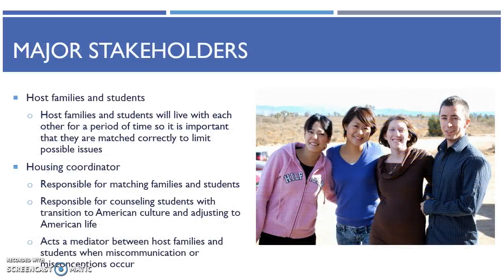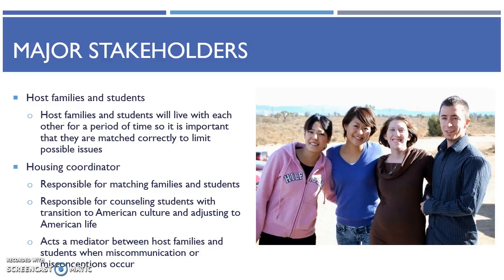The major stakeholders of this process are first and foremost the host families and the students. Host families and students will live with each other for a period of time, so it is important that they are matched correctly to limit possible issues.